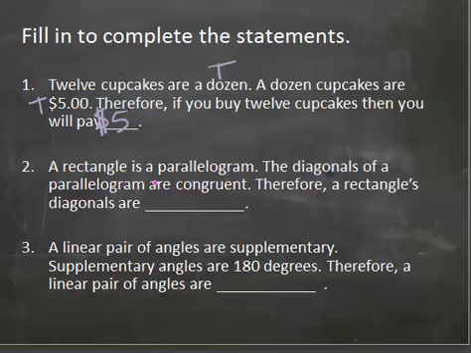Let's look at it again. A rectangle is a parallelogram. True. The diagonals of a parallelogram are congruent. Also true. Therefore, a rectangle's diagonals are congruent.